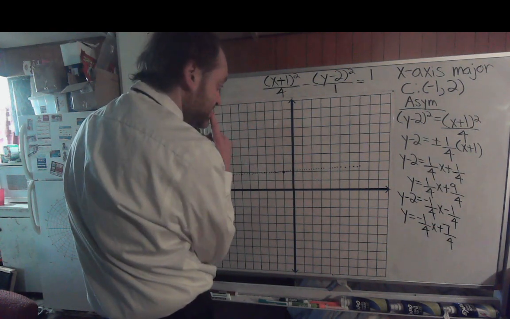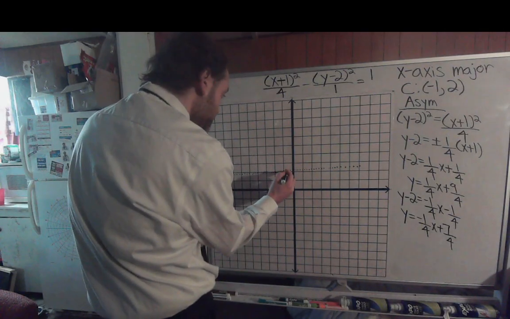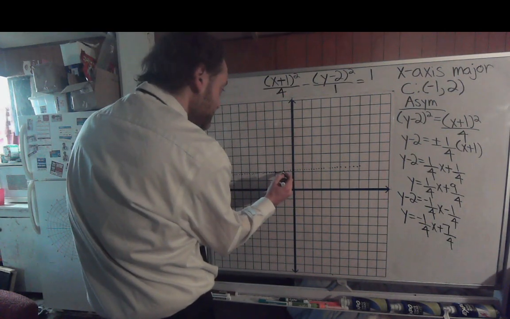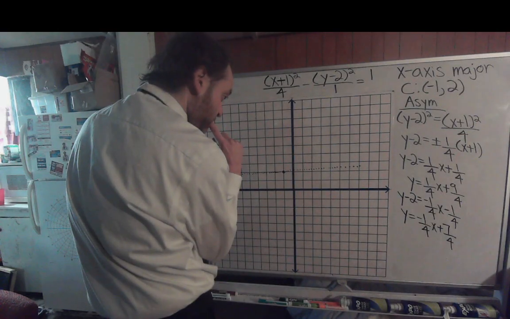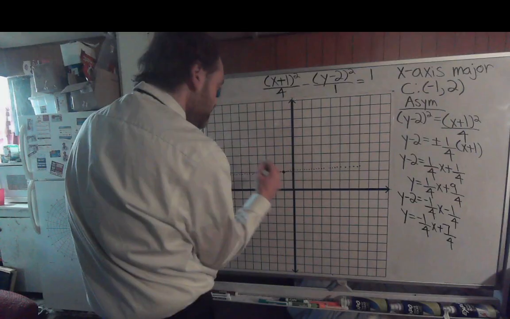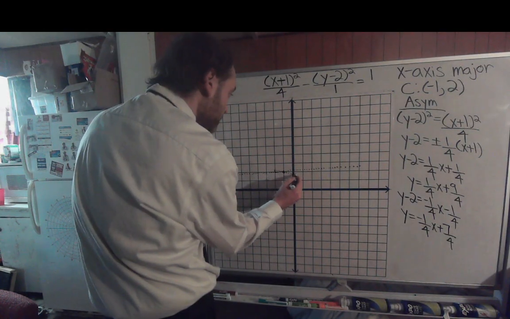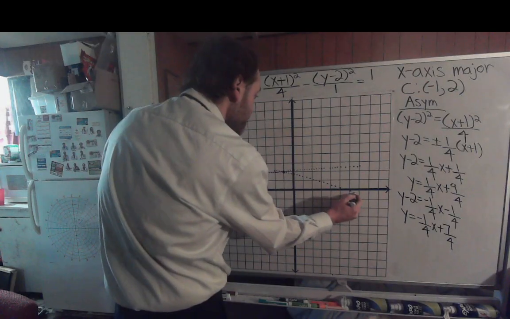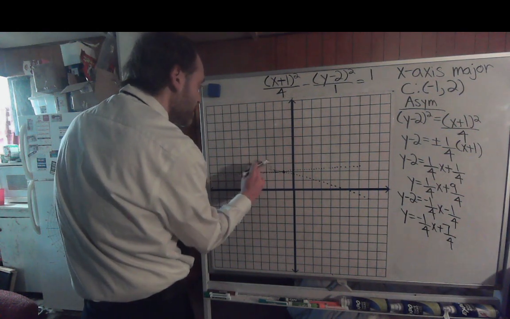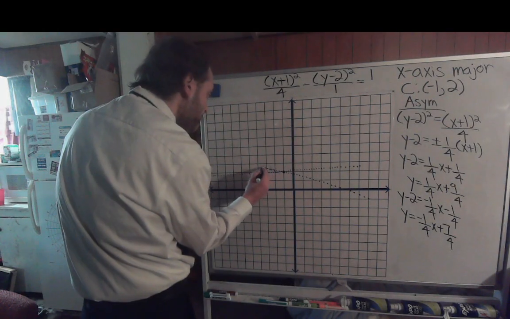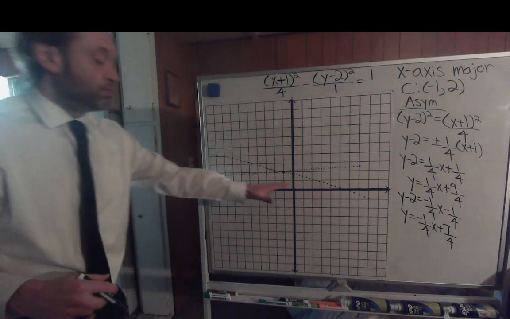Now, when x is negative 1, you would end up getting 2. When x is negative 2, you end up getting 9/4. So here's roughly what that asymptote is going to look like. Whoa, that's a way big jump there. I don't want to jump that big. So there's your asymptotes graph now.